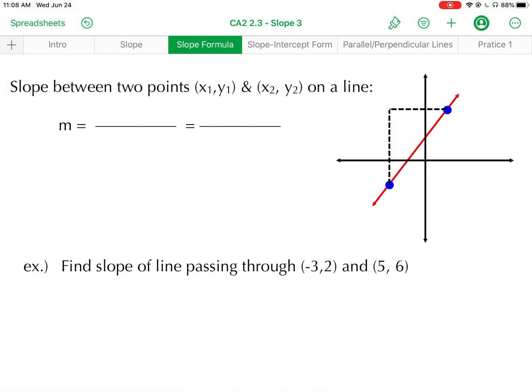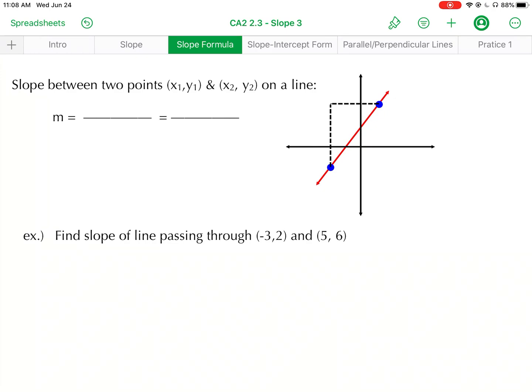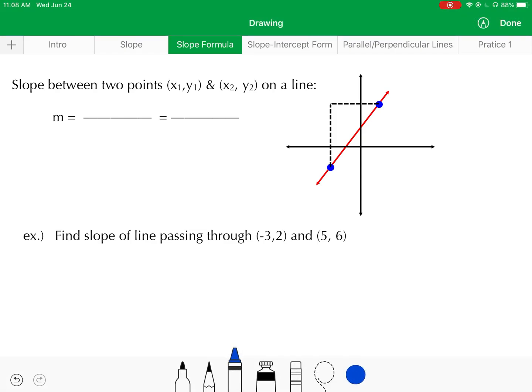All right. Now let's come up with a formula that we can use to find the slope of a line given 2 points on that line. Here I have a picture of my line defined by 2 points that are in blue, and I'm going to label these 2 points as, I'll do this lower one, x1, y1, and then this is x2, y2. Okay. And slope is often represented with the letter m.